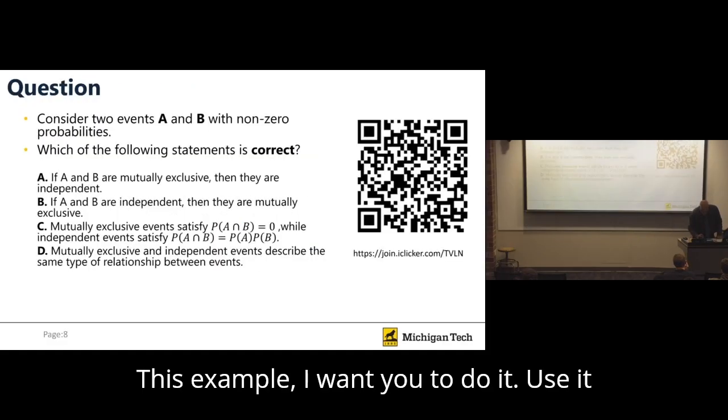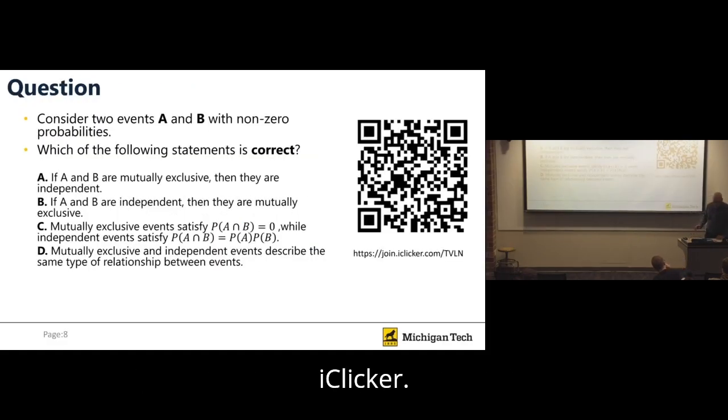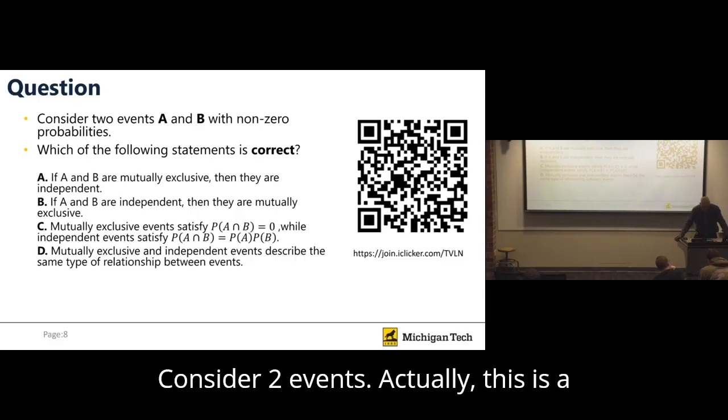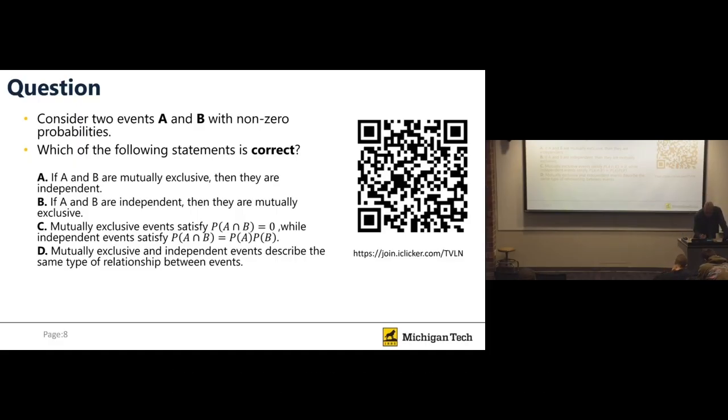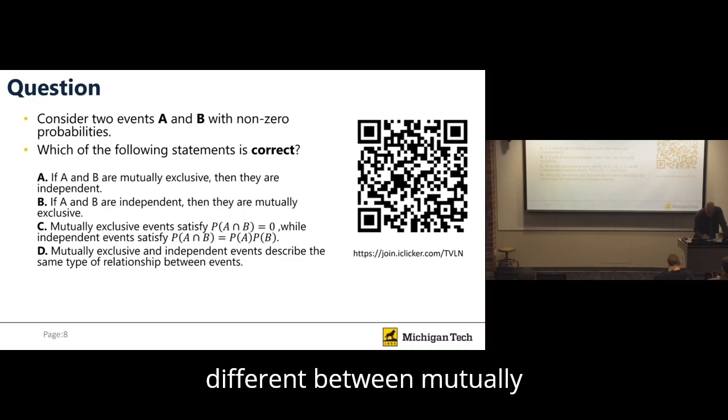Good. This example, I want you to do it. Use your iClicker. Consider two events. Actually, this is a very good example of the difference between mutually exclusive and independence.